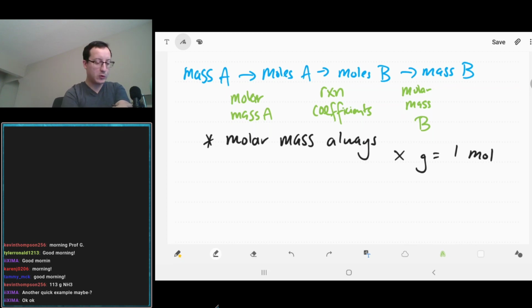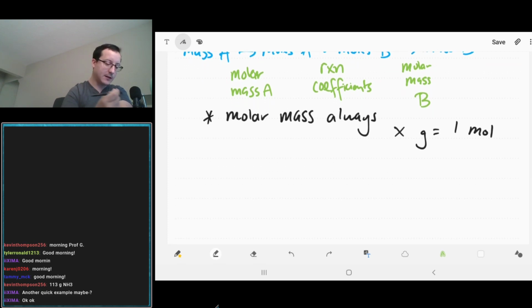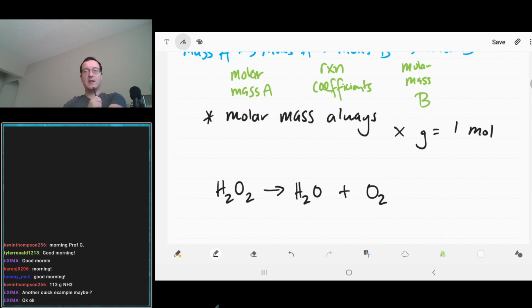Alrighty. Cool. So I didn't see any questions there. So here's another reaction for us. It's a decomp reaction, right? We are breaking one substance into more than one.